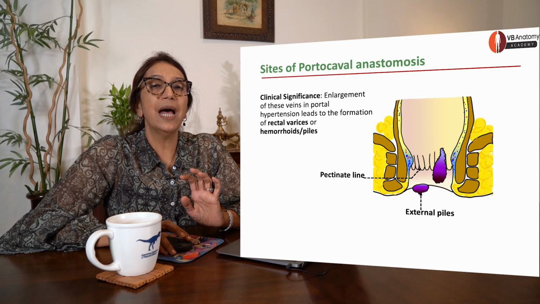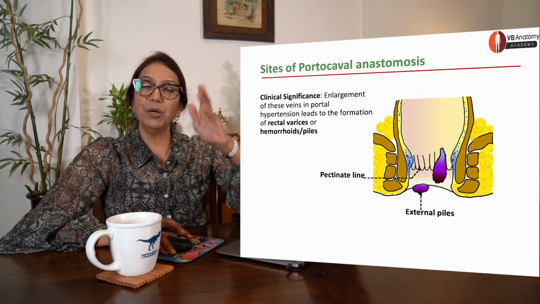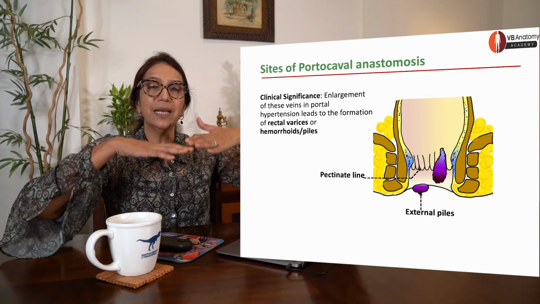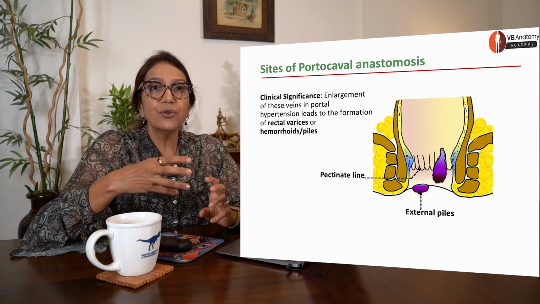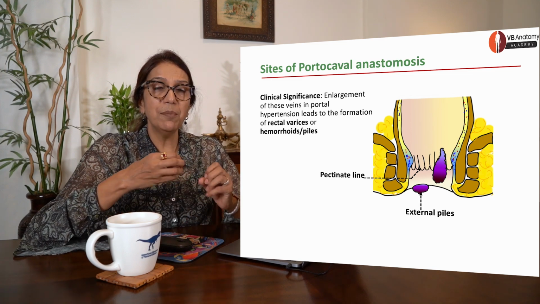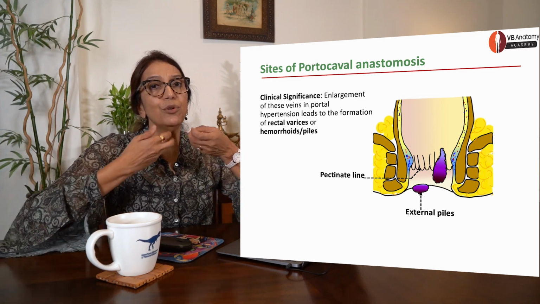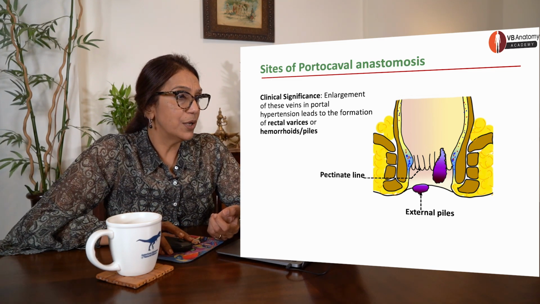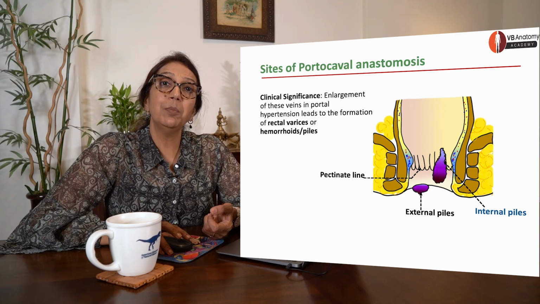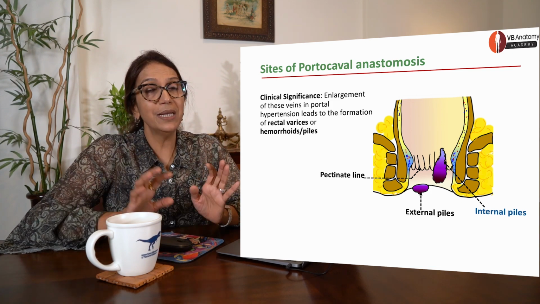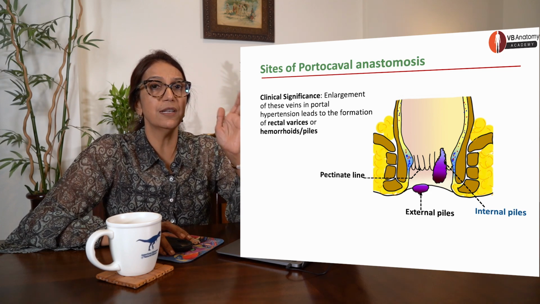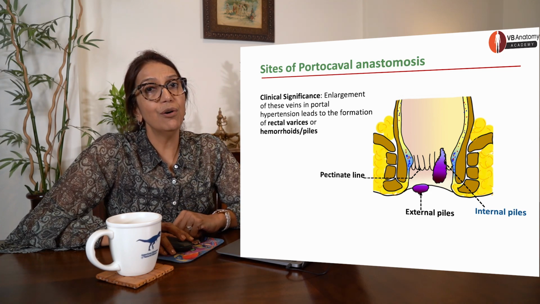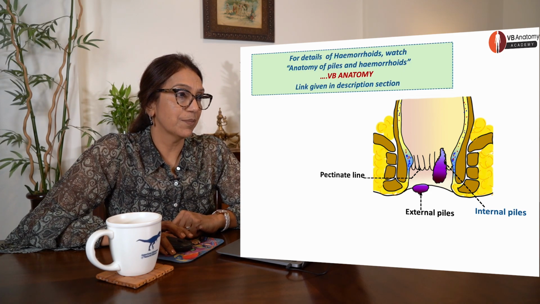Whenever there is portal hypertension, blood is unable to pass through the portal vein and begins to collect in the walls of the rectum, becoming tortuous, varicosed, and begins to herniate into the lumen of the anal canal, producing what is called internal piles. A very common condition, you've all heard of it, and portal hypertension is a very important cause of internal piles.